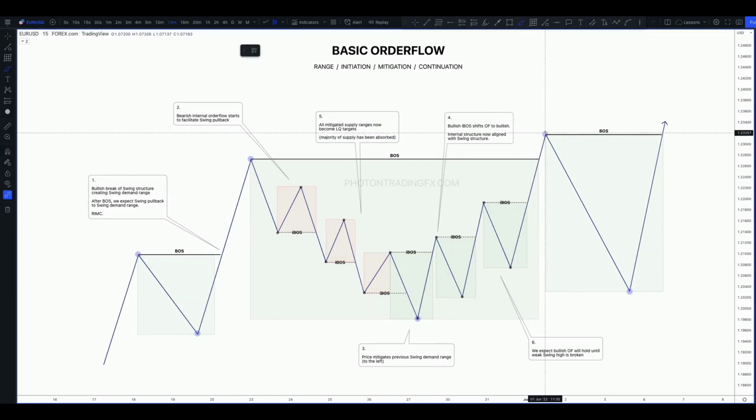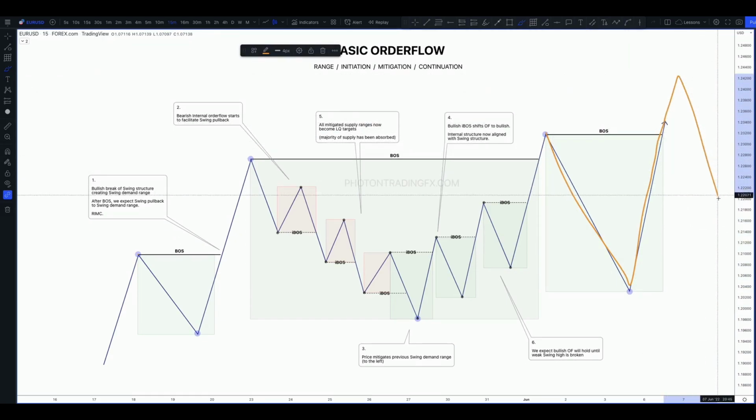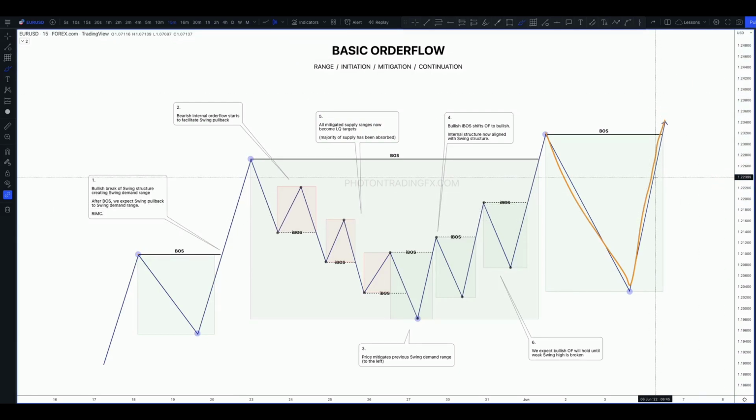And then the exact same thing. We get from the high to the low to where it breaks, and then that's your next demand range. So what would we expect? We would expect the next swing pullback to mitigate something within this demand range and then continue up. Hopefully you should be comfortable with that.